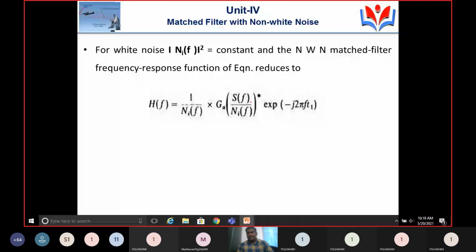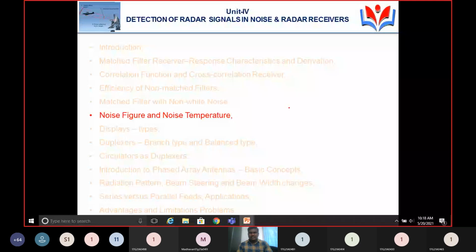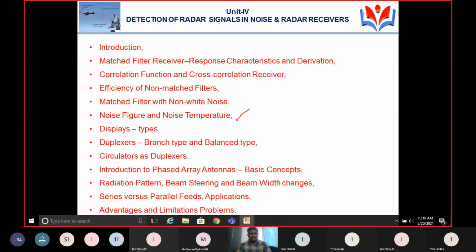In the next class, we will see noise figure and noise temperature. Till this point is only detecting signals in the presence of noise. In the next class onwards, we are going to take the next part. Noise figure and temperature, display types, belong to one category, and the remaining topics will be related to antennas and arrays.